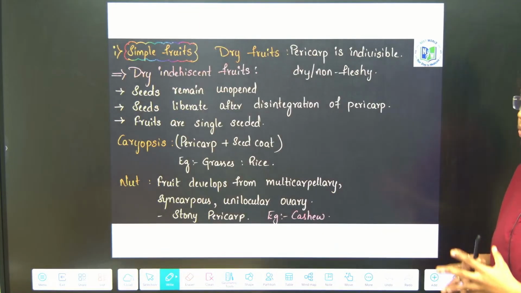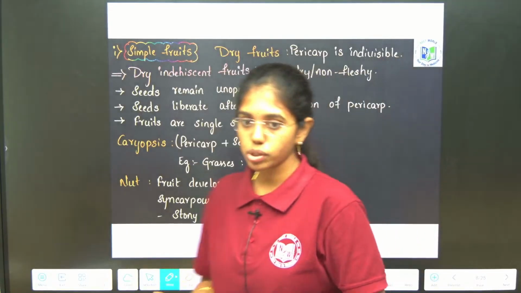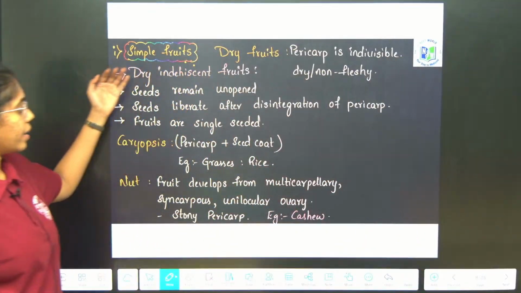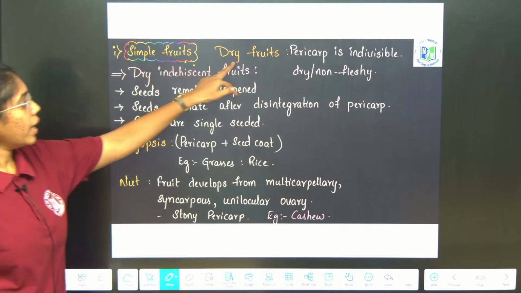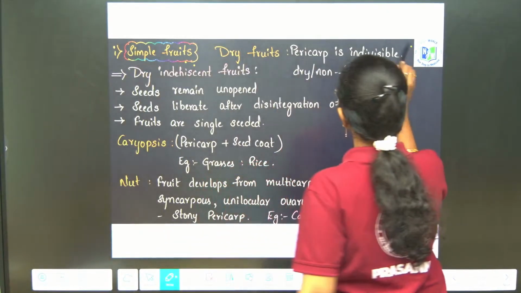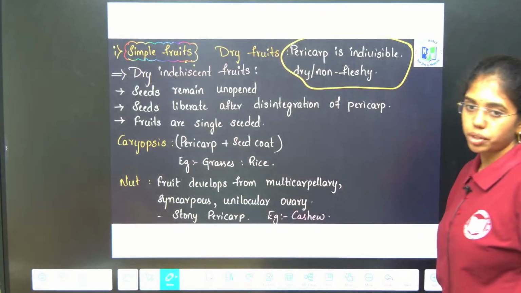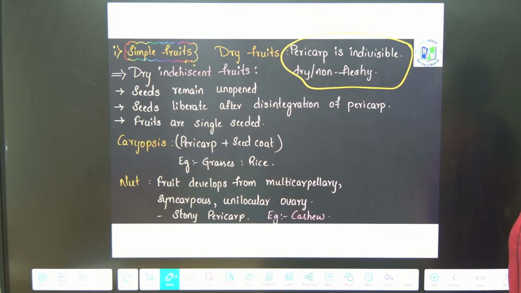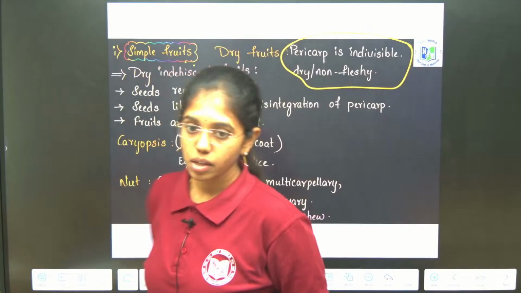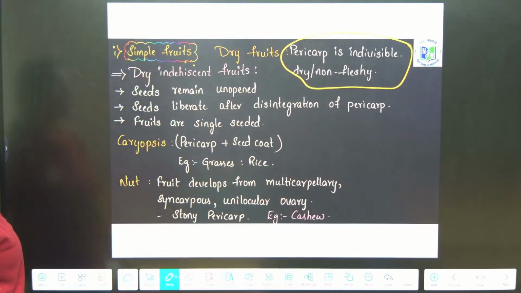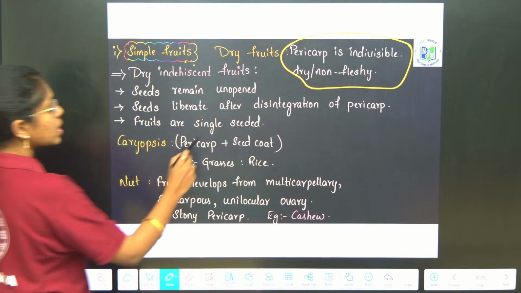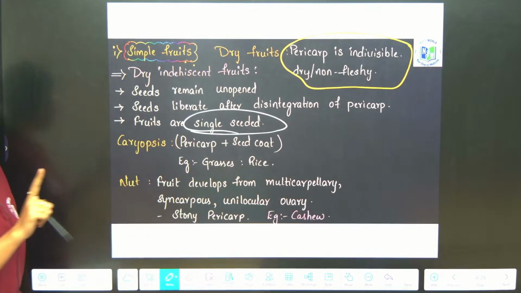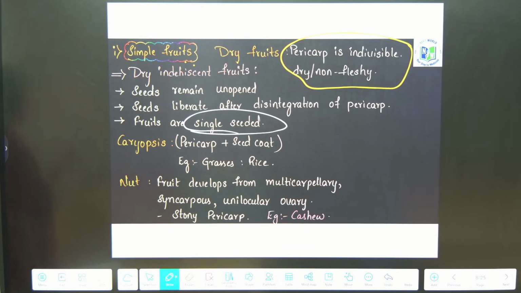Next, simple fruits. We discussed two types, dry fruits and fleshy fruits. In dry fruits we again have dry indehiscent and dry dehiscent. In dry fruits the pericarp is indivisible, dry or non-fleshy. In dry indehiscent fruits the seeds remain unopened and will be liberated after disintegration of the pericarp. These fruits are single seeded, because they come from a single syncarpous ovary.